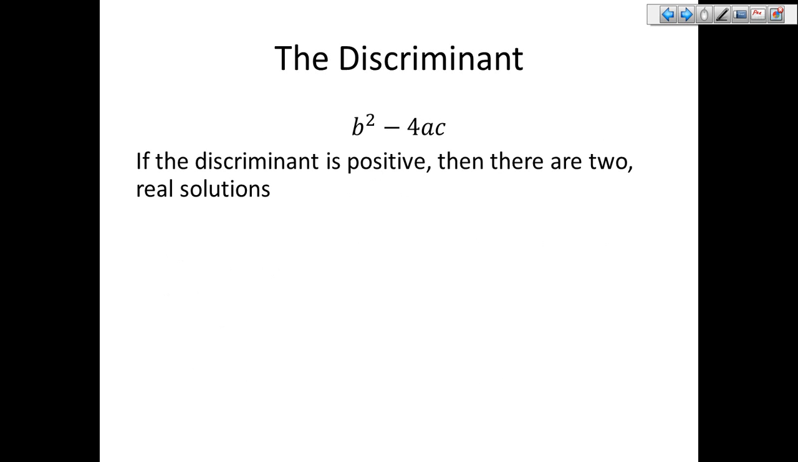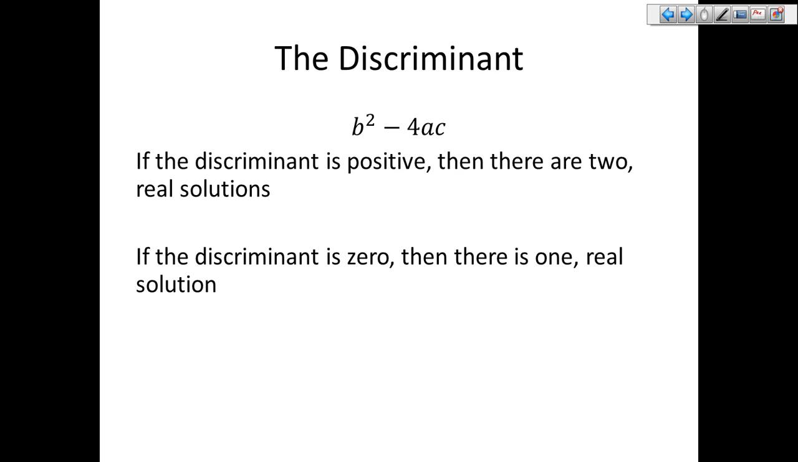If the discriminant is positive, then there are two real solutions. Now what I mean by two real solutions is you will get two different real numbers if the discriminant is positive. If the discriminant is 0, and this will happen sometimes, b squared minus 4ac is going to work out to be 0 sometimes, then there is one real solution, because what you're doing is adding or subtracting 0. So that means that you'll only have one real number.